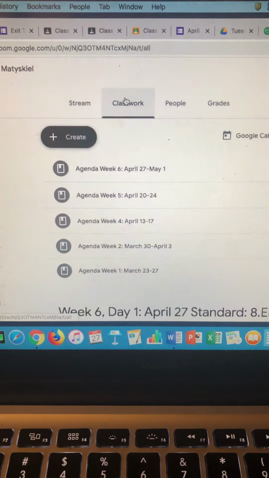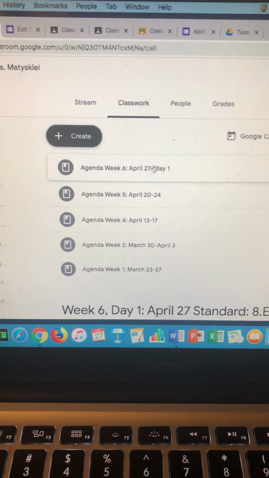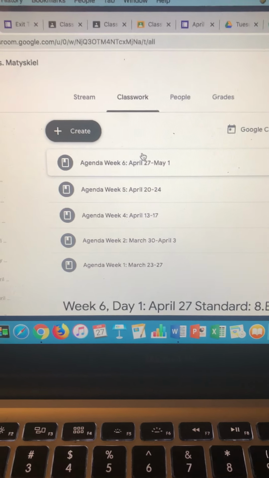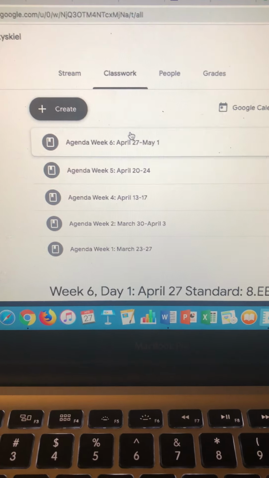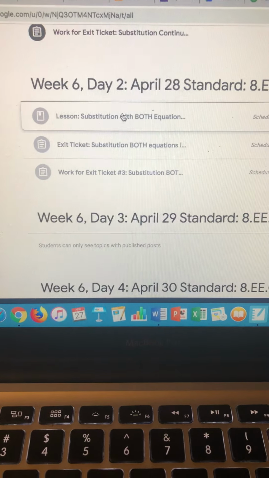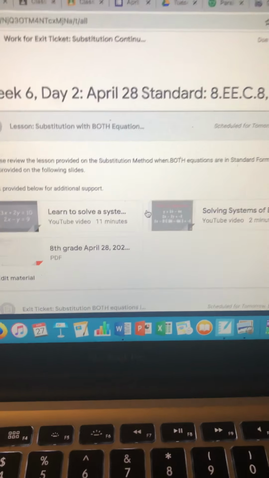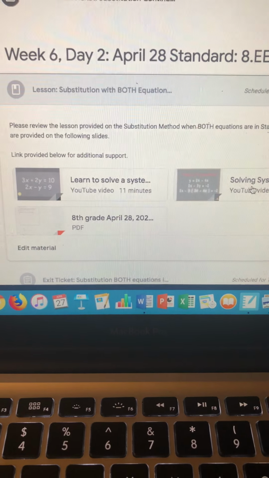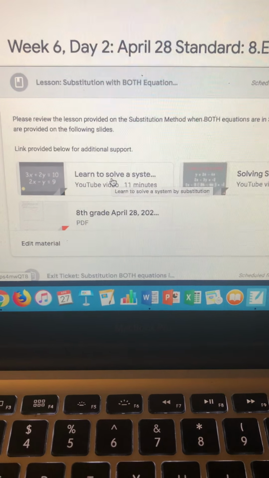So I'm going to click on our classwork tab. Remember, you have your agenda there to always be mindful of what we are expecting out of you for the week. I'm going to go to day 2. So if you click on the lesson, there are 2 links here today for additional support if needed.